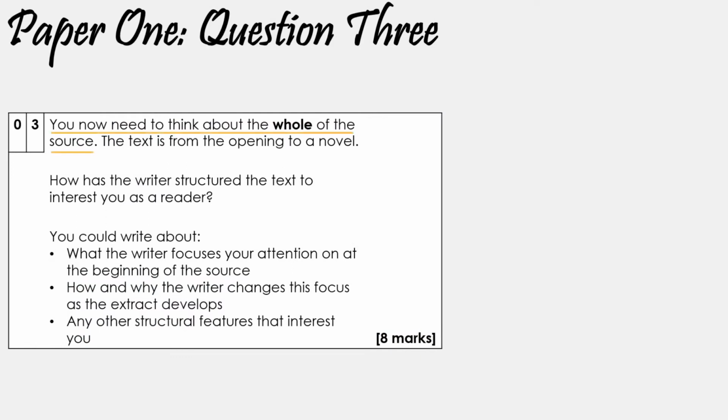Now a question 3 looks something like this. It directs you to a certain part of the text. Question 3 is usually focused on the entire text. The question asks you to explore the writer's use of structural techniques or structural devices for a certain purpose. So in this example, it's asking you how the writer has used structural devices to interest you as a reader.